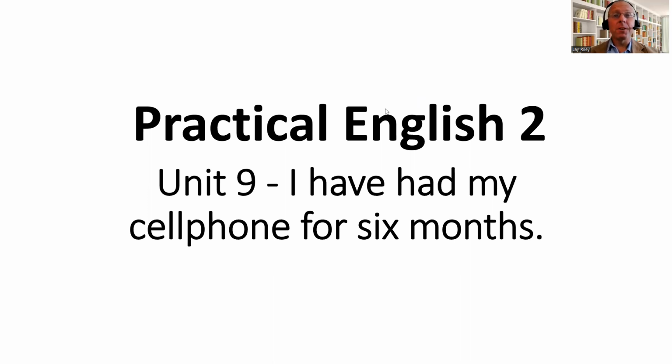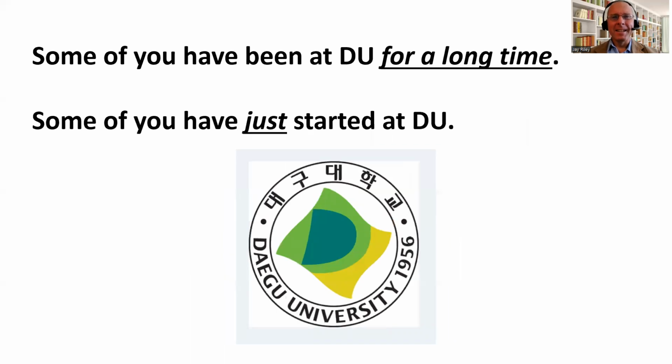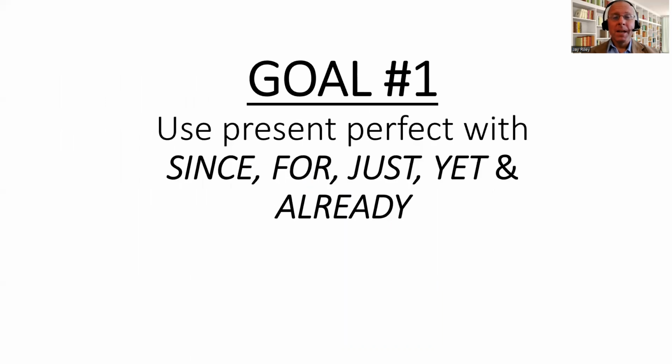I've had my cell phone for 6 months. How long have you been a student at Daegu University? Wow, excellent. So some of you have been at DU for a long time, and some of you have just started at DU. So in this unit, we're going to talk about using the present perfect verb tense with the words since, for, just, yet, and already.